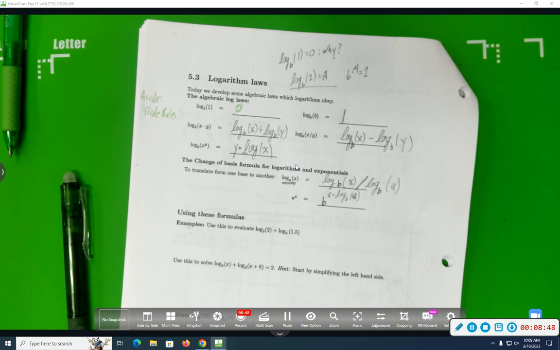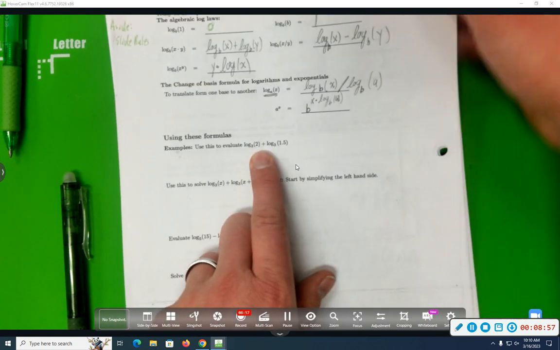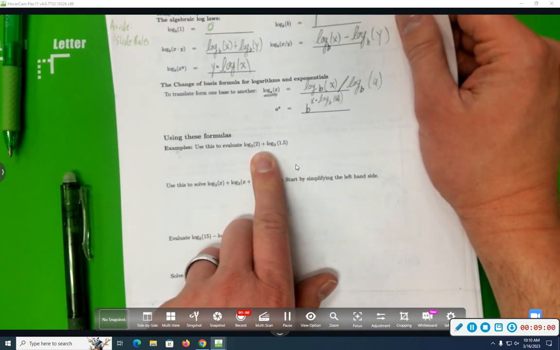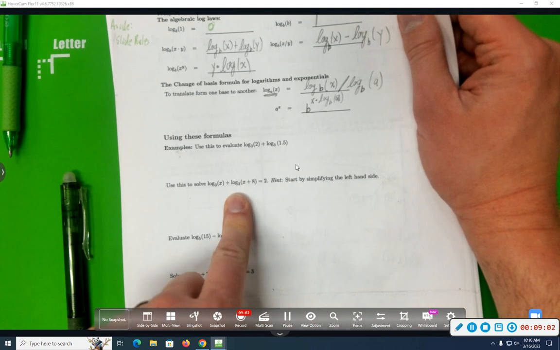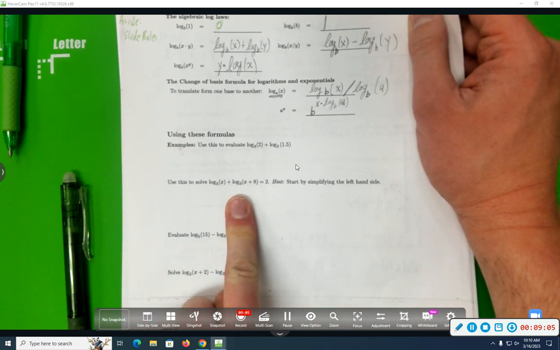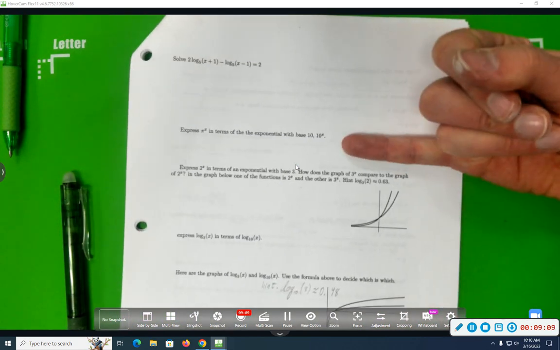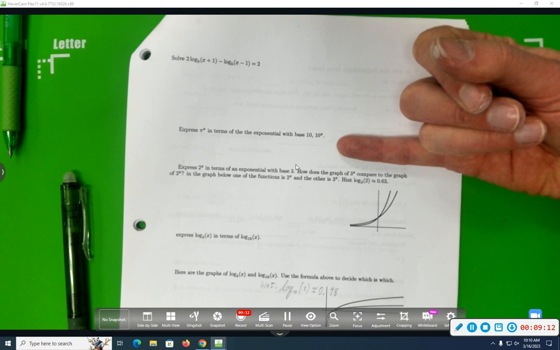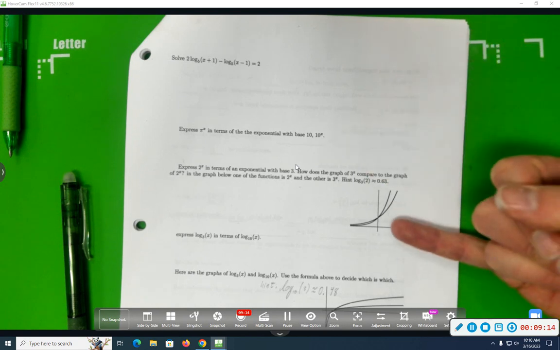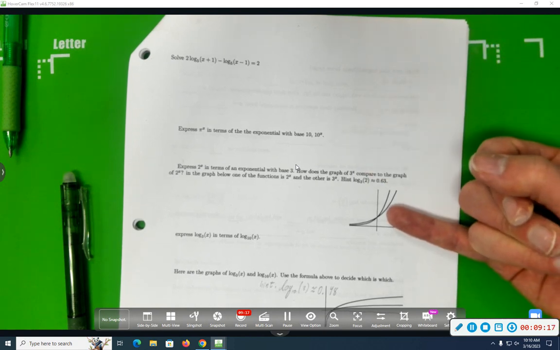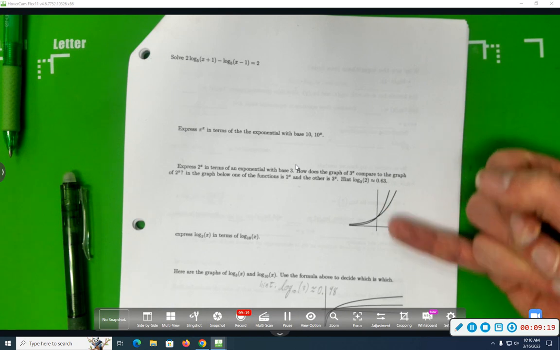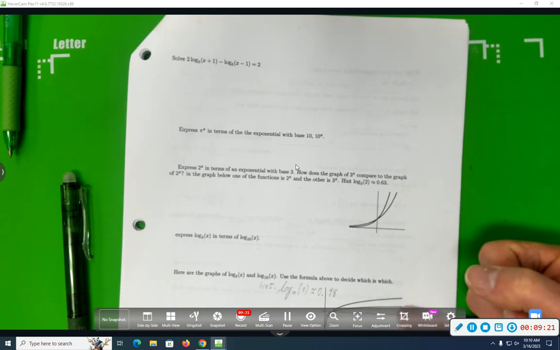Nice. So let's use those rules to do some things. I promised you an overview of what's in the packet. The next thing in the packet is let's use those rules to do some things. These rules will let you evaluate things that you can't directly. So we'll do a few of those. They let you solve equations that you couldn't solve before. We'll do a few of those. They let you translate from any base to a base that you like better. So you can do that as often as you want. There are consequences about graphs of exponential functions and graphs of logarithmic functions that we'll explore.